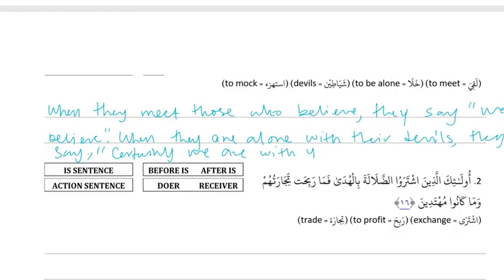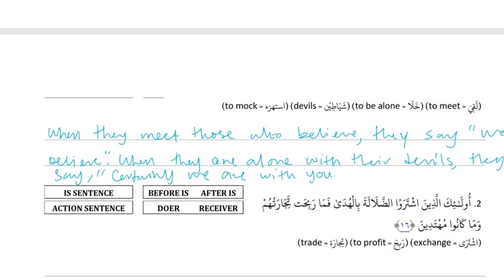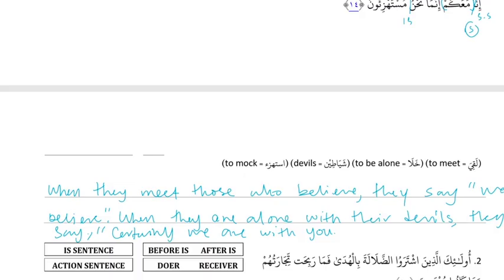Ma'akum is with you. Innama nahnu mustahzi'un. So nahnu mustahzi'un would be we are, and then istihza is mock. We are mockers, or we are mocking. And then innama would be we are only mocking. We're just joking. We're only making fun of them, basically.